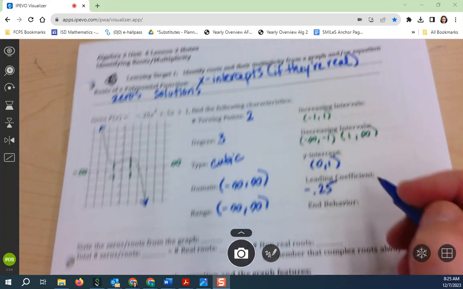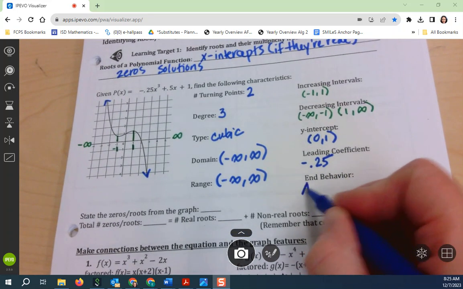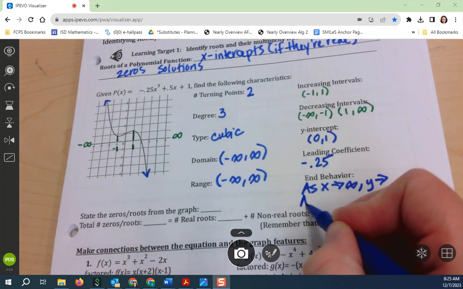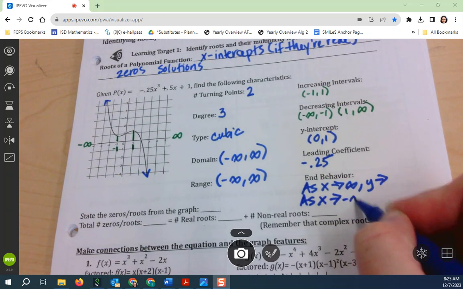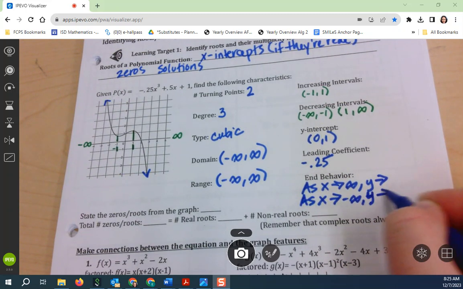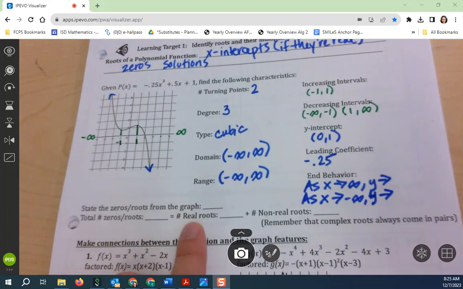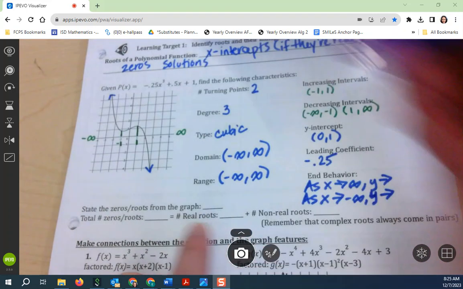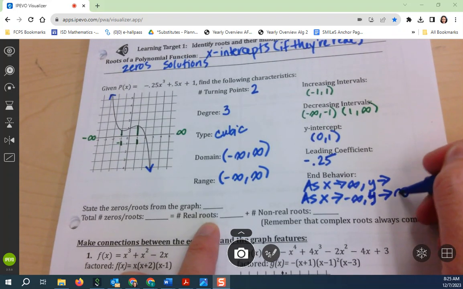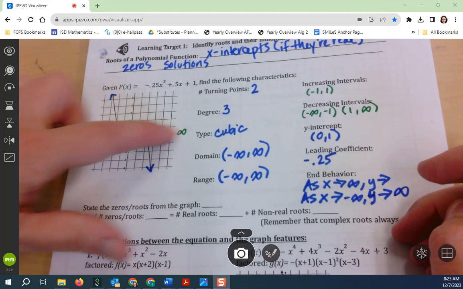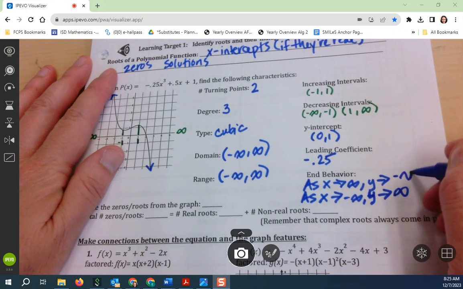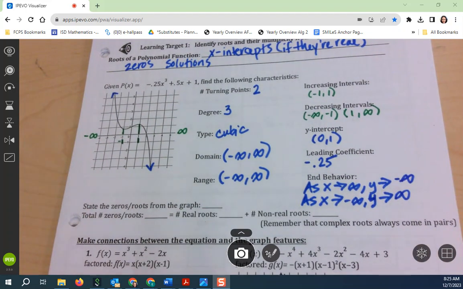All right, and we're going to write our end behavior out. I'm just going to start with the way we always start, as x goes to infinity, y. And as x goes to negative infinity, y. Okay. As x goes to negative infinity, the y is going to what? Positive. Yeah, I confused you guys by going backwards, sorry. And then as x goes to positive infinity, y goes to negative. Good. Thank you. All right, I'm going to pause there, make sure you got all that.